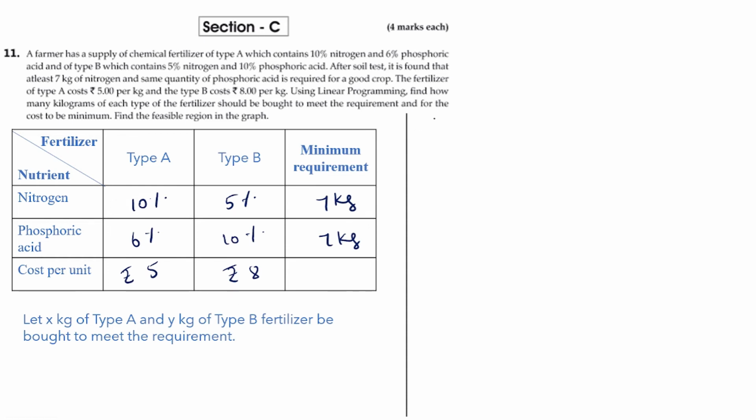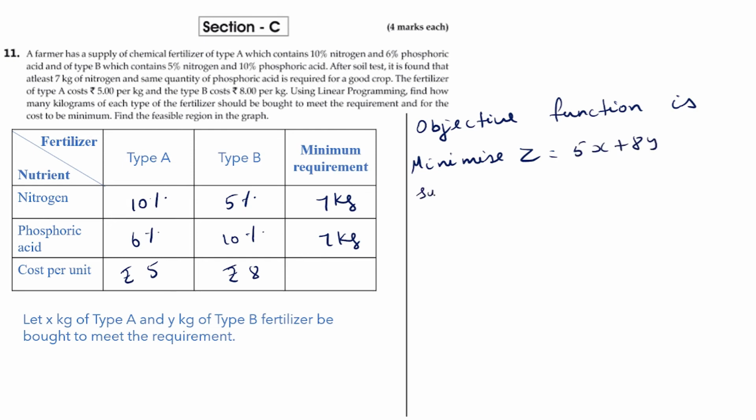So we have the objective function: minimize z is equal to, we have taken x as type A and y as type B. So minimize z is equal to 5x plus 8y, subject to the constraints.